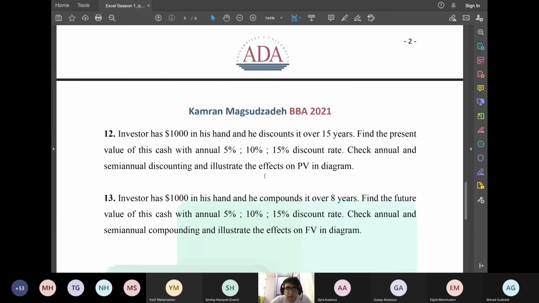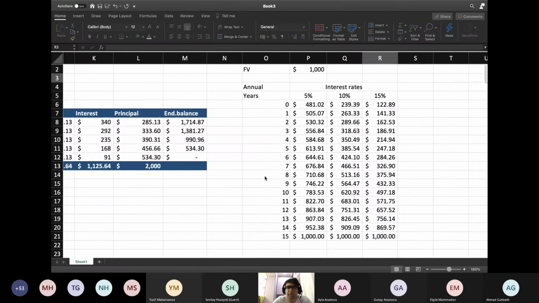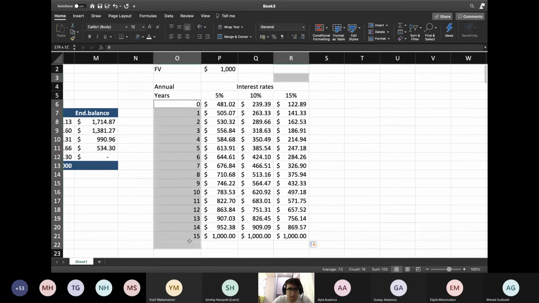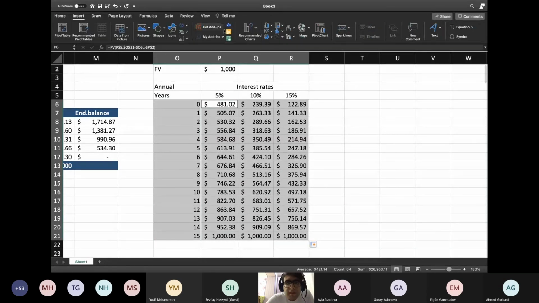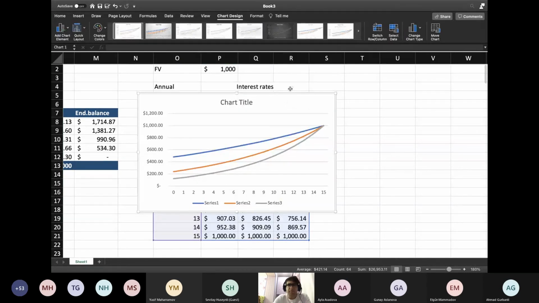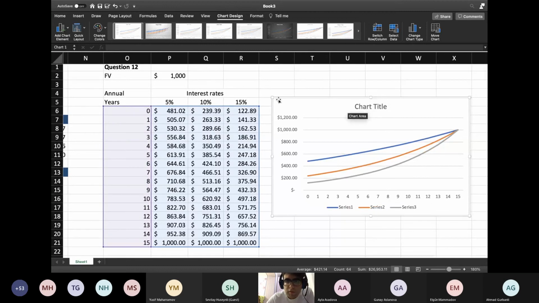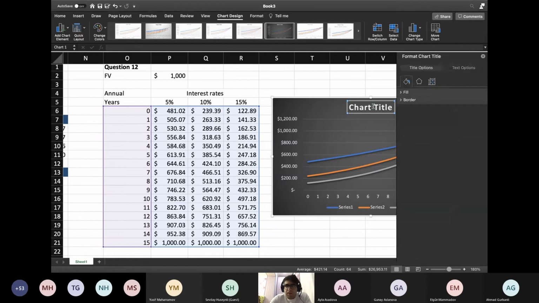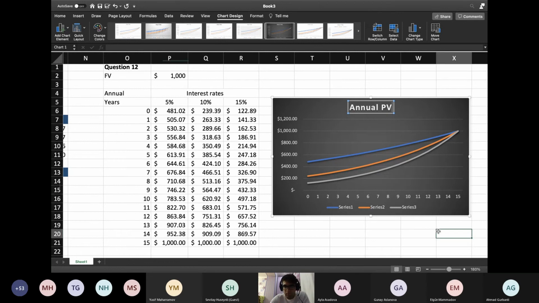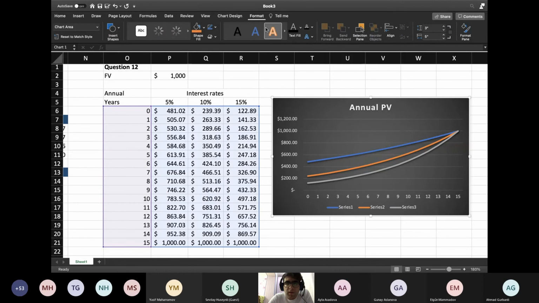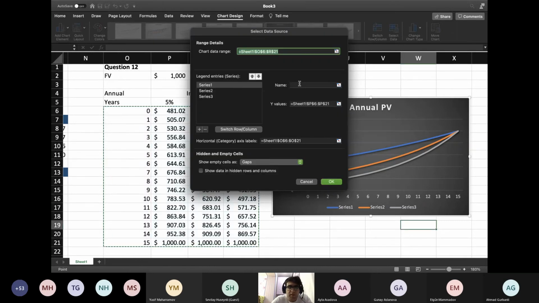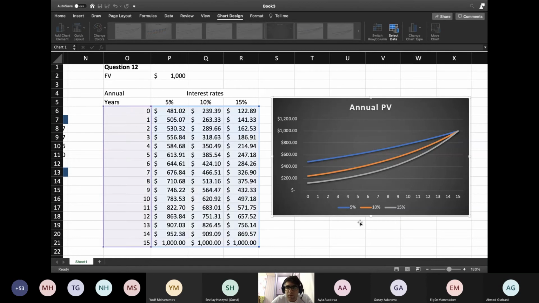And the question is asking for check annual and semi-annual discounting and illustrate the effects on PV on diagram. Let's illustrate on diagram. We selected the data, go to recommended chart and select this one. You see it? Let me take this one. Chart title, annual PV. Series 1, chart design. Series 1 says 5%, Series 2 is 10%, Series 3 is 15%.